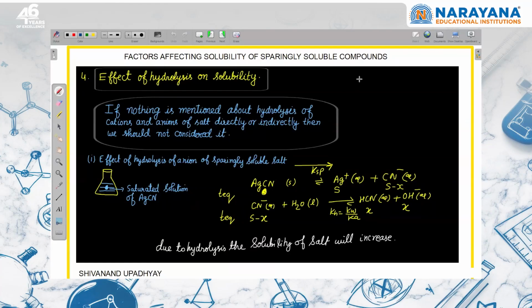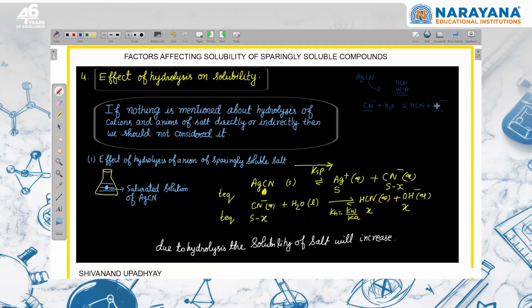Hydrolysis of what? Already we have discussed. Suppose I have a solution of AgCN. So here it is a salt of strong base and weak acid, and for the CN minus ion, this is a salt whose anion is coming from HCN. HCN is a weak acid. So there is hydrolysis of CN minus. If CN minus is going to react with water, the pH is going to increase because CN minus is taking H plus ion. So HCN will form and OH minus is going to increase. Anion hydrolysis gives OH minus, cation hydrolysis gives H plus.